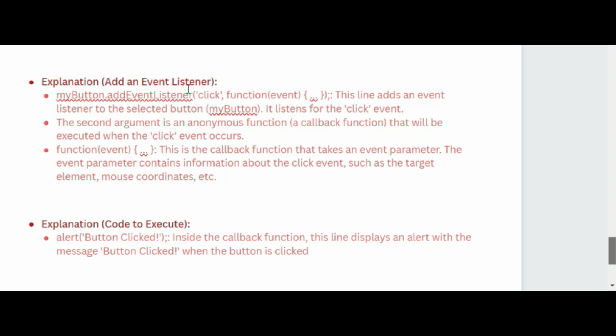Explanation of addEventListener: myButton.addEventListener('click', function(event)). This line adds an event listener to the selected button myButton and listens for the click event. The second argument is an anonymous function, a callback function that will be executed when the click event occurs. This callback function takes an event parameter. The event parameter contains information about the click event, such as the target element, mouse coordinates, etc.